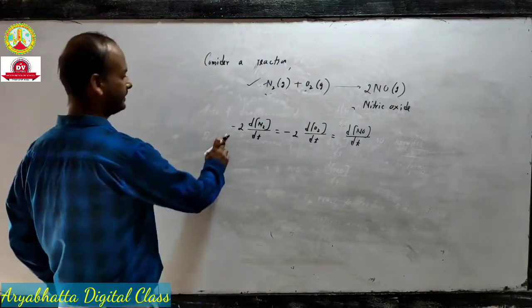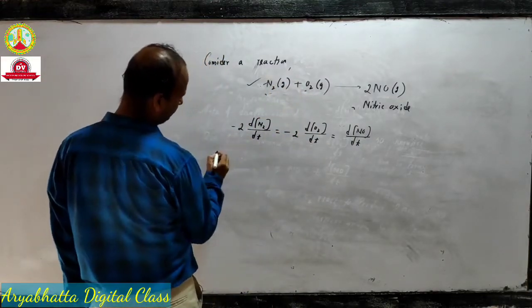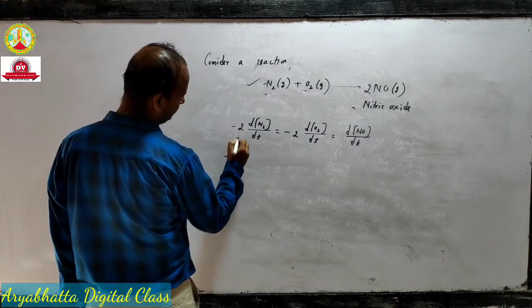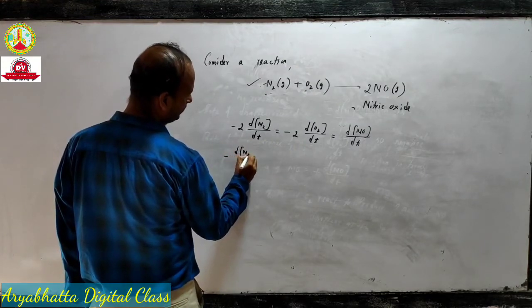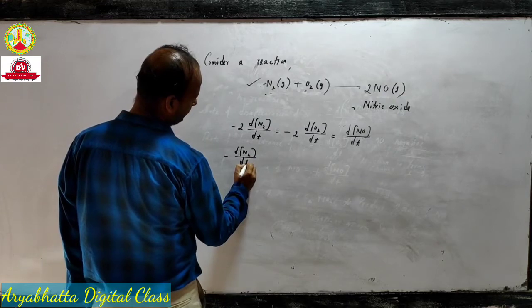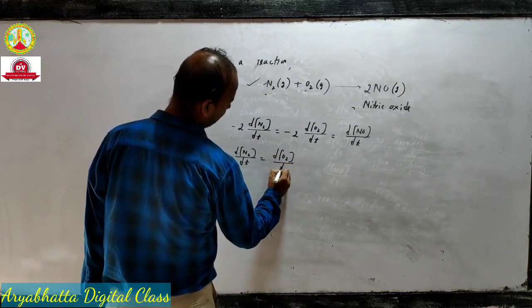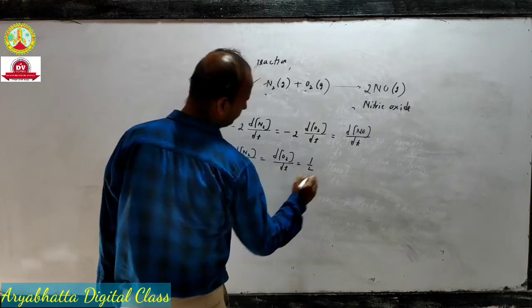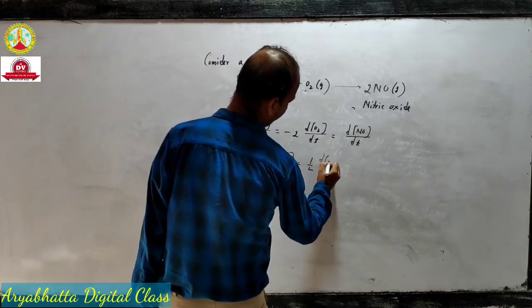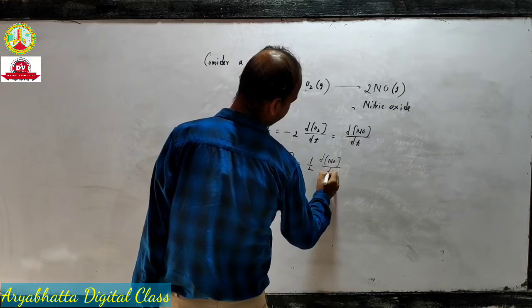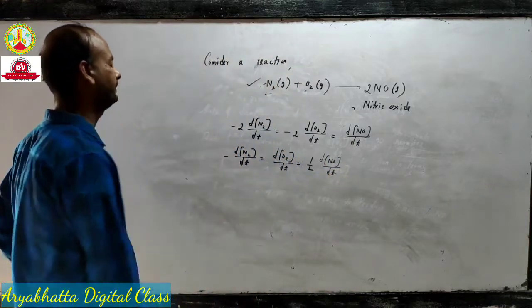Okay. Now let's say after dividing by 2, तुम 2 से divide करना. So this will be what? This will be removed, na, after dividing by 2. So this will be how much? dN2 by dt. This will be how much? dO2 by dt. So this will be 1 by 2 dNO by dt. Again I repeat, 2 से divide करना.